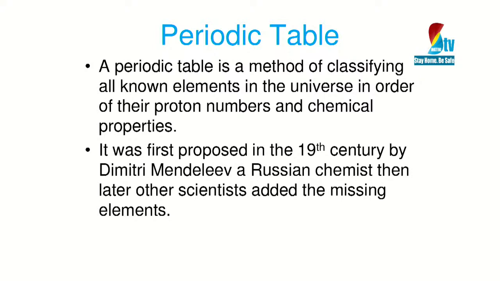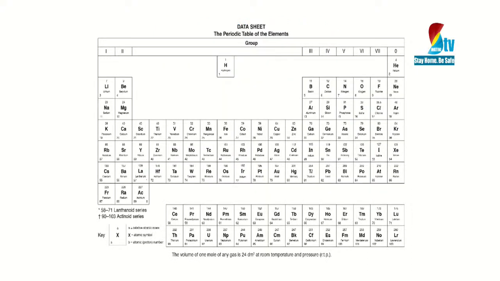The periodic table is a method of classifying all known elements in the universe in the order of their proton numbers as well as chemical properties. This was first proposed by Dmitri Mendeleev about 150 years ago, but that is not to suggest that if there are any new elements found, this periodic table will not be amended. This is how it would appear, especially when you're being assessed through a test or an exam situation. So you should be well versed with how the setup is.